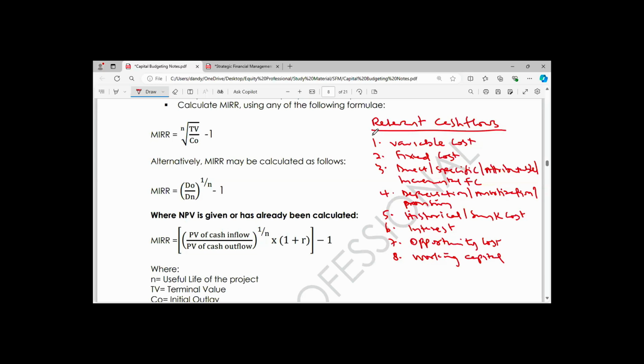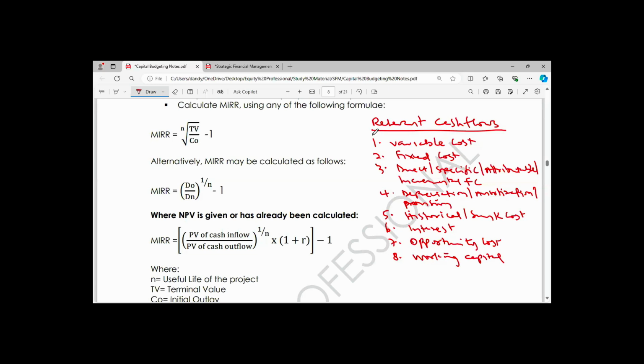Now, there are 3 ways the examiner can test fixed cost in a question. Pay attention to this. When you are given a scenario, the examiner just mentions fixed cost of 100,000 naira, with no further or additional information. That fixed cost is irrelevant. Please ignore it, because provided the fixed cost will not change or will not increase, it is irrelevant.